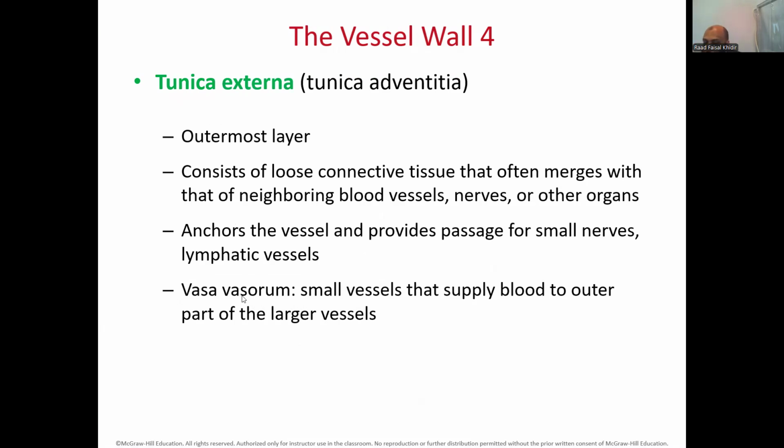What's the vasa vasorum? The vasa vasorum are small vessels that supply blood to the outer part of the large vessel. You will find that question on the homework and on the exam. What's the vasa vasorum? It's the circulation of small vessels that nourish and supply blood to the outer, middle, or inner tunic. The outer tunic, yeah, very good.